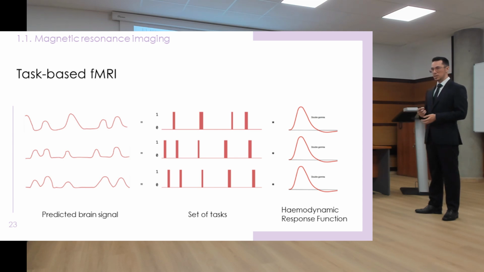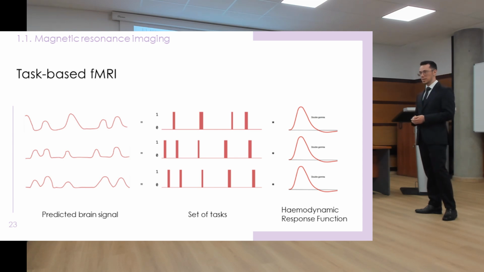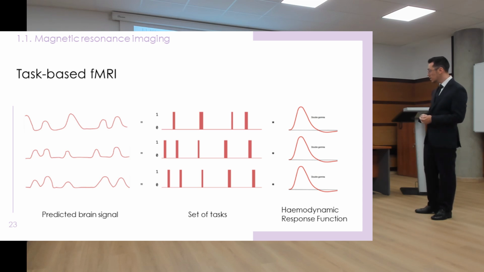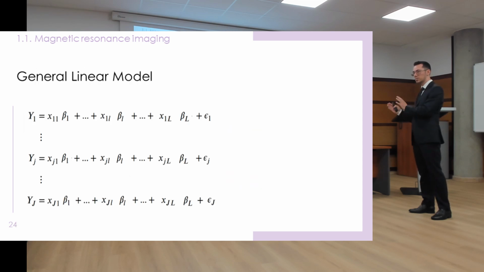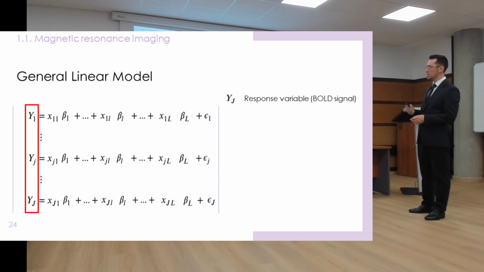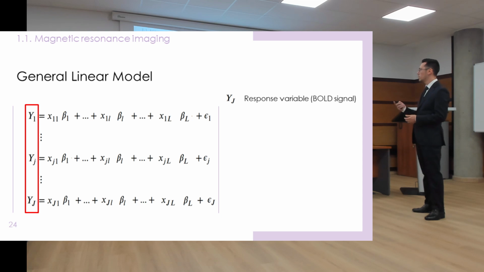In this case, using a task-based experimental design combined with the hemodynamic response function, we can obtain information about brain activation in relationship to a specific task. This is generally analyzed with a general linear model, which explains a response variable.